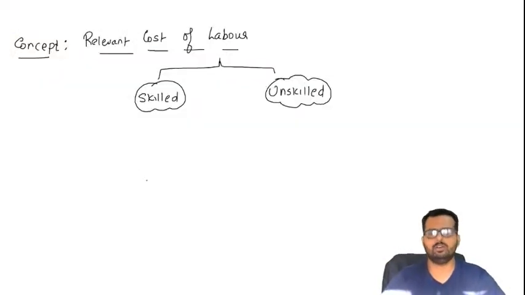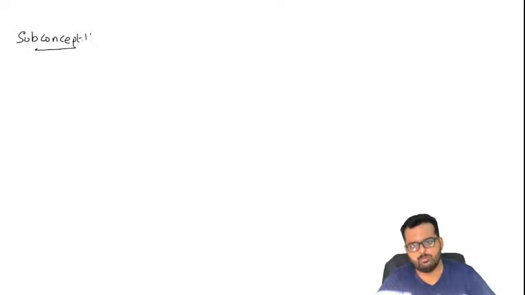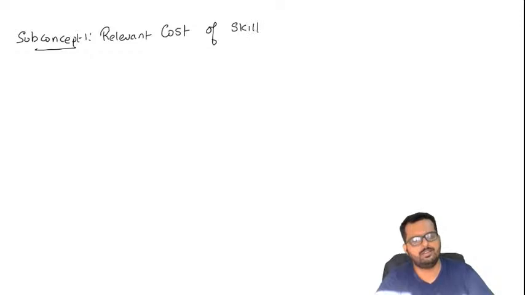Now I'll come back to the costing part. So we were doing relevant cost of labor. There are two types of labor. One is called skilled labor and the other one is called what? Unskilled labor. When we talk about skilled and unskilled, I'll give you examples. You can write down subconcept number one: relevant cost of skilled labor.